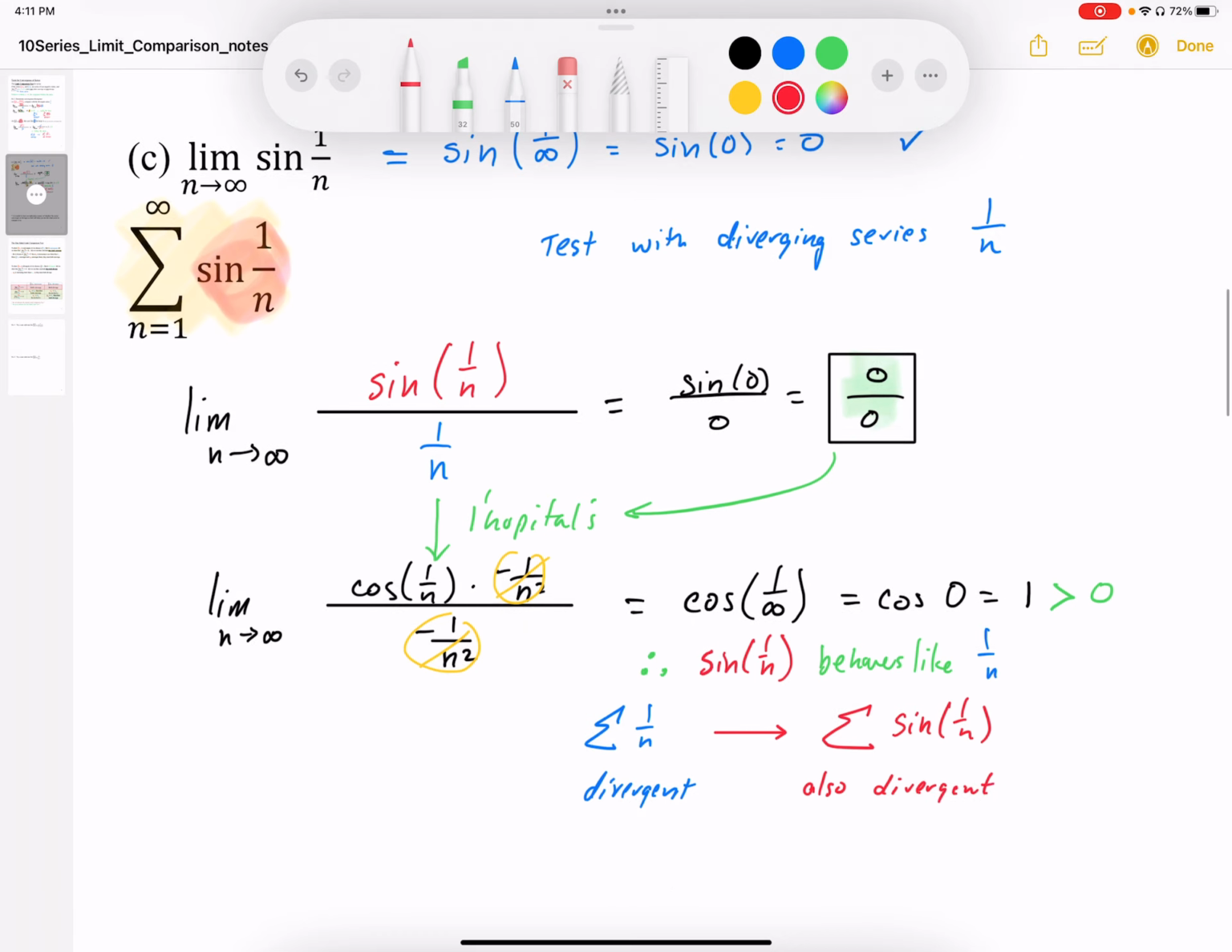And there's our argument. So there's our test. The test gives us this conclusion here. Let me just highlight that. We get this conclusion here: if that is a non-zero limit, we know that they behave the same. 1 over n diverges, so sine of 1 over n also diverges.